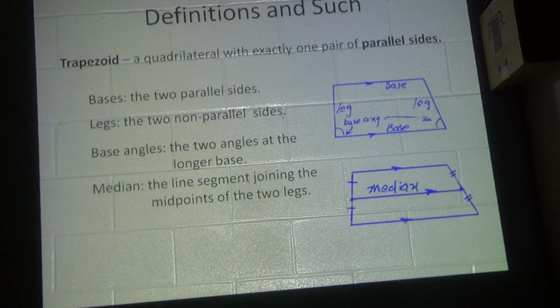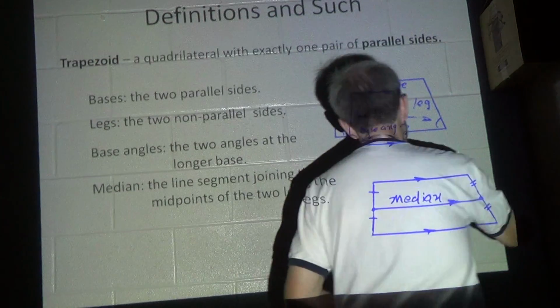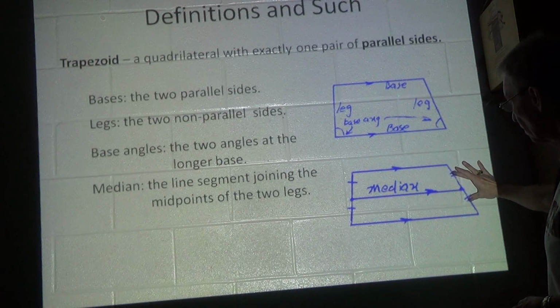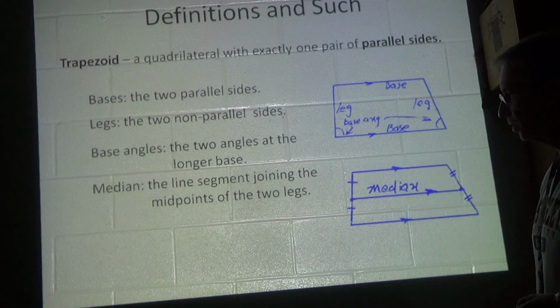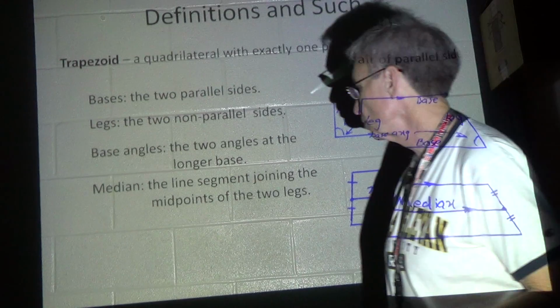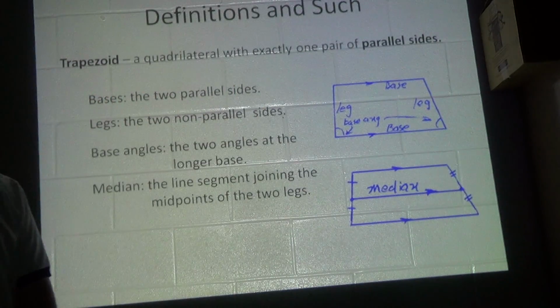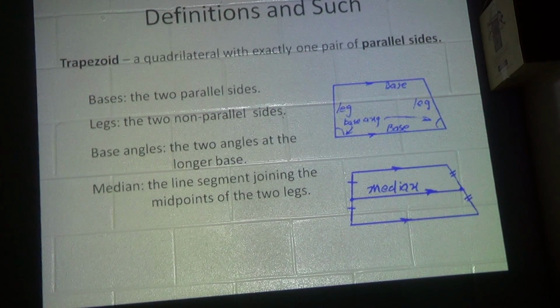Okay? Notice that it also bisects these lines here. So that means these parts are equal to each other and these parts are equal to each other. They may or may not be equal to the ones on the other side, depending on whether it's an isosceles trapezoid or not. And the median is always parallel to the two bases.